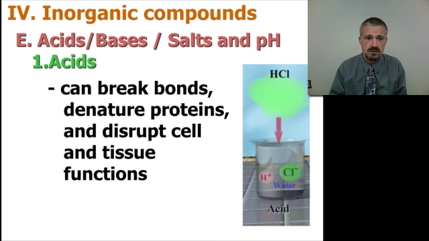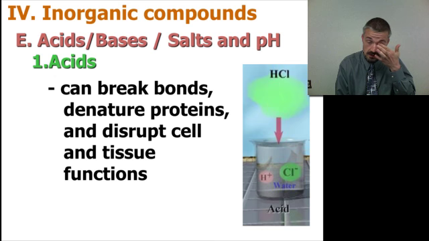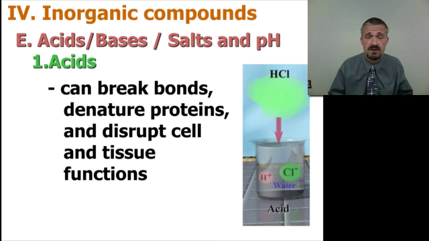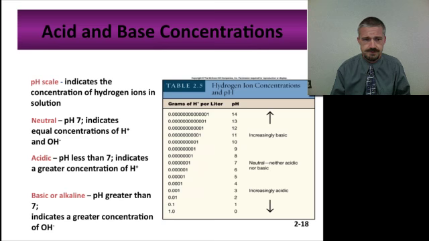And what does this mean to us? Well, if you get too much acidity, it can cause problems with different proteins. It can break bonds. It can cause proteins to unfold or fold into different shapes. And again, it can mess with cell function in general. So it's really important that this stays within the right range.